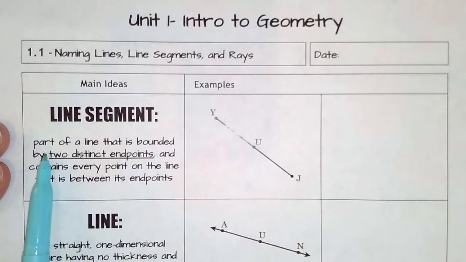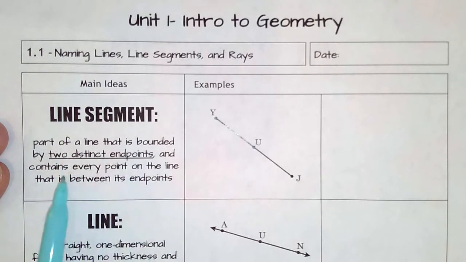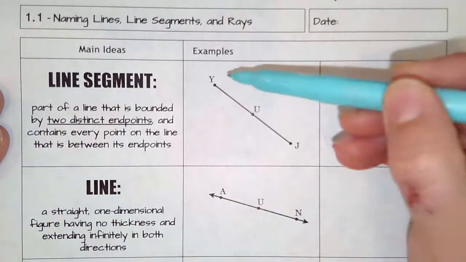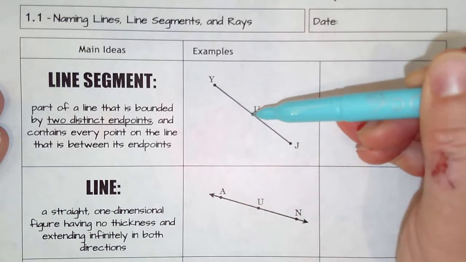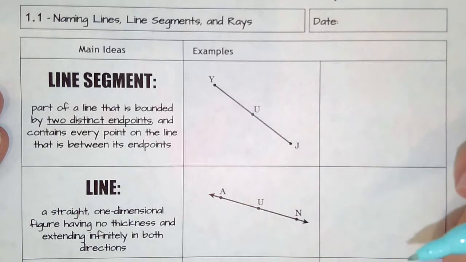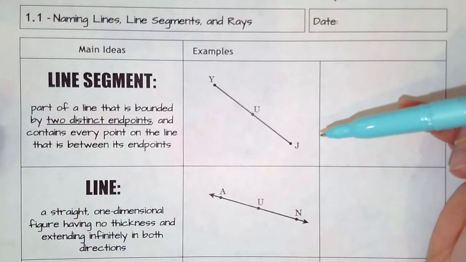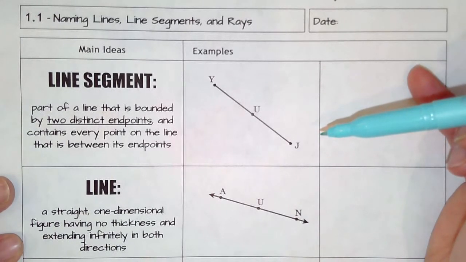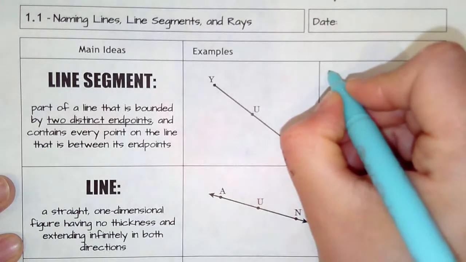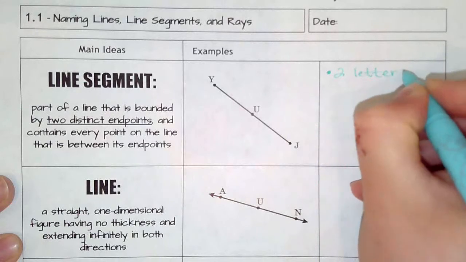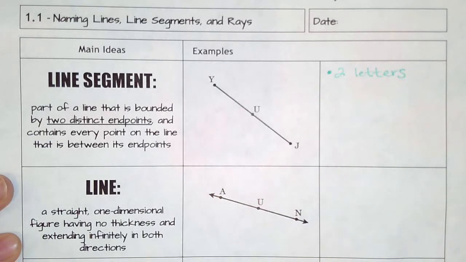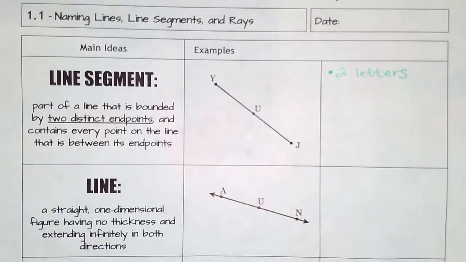A line segment is part of a line, and it's bounded by two distinct endpoints, and it contains every point on the line that is between its endpoints. So just because I have a point at Y, at U, and at J, there's also points all in between here, between these lines, but they don't have labels. Okay, but if I'm going to name this line, you have to use two letters to name it, and you want to pick the endpoints.